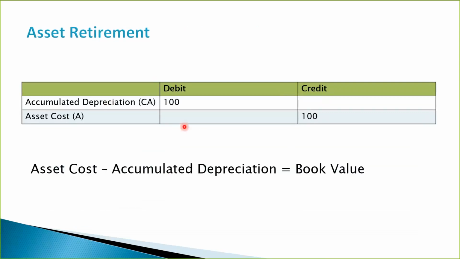is when you credit the asset cost. And remember, we've said that asset cost minus accumulated depreciation is equal to book value. So this is a simple retirement whereby the asset has been fully depreciated. We can assume this asset is just going to be disposed of or maybe abandoned somewhere, so there are no costs at all associated with this retirement.